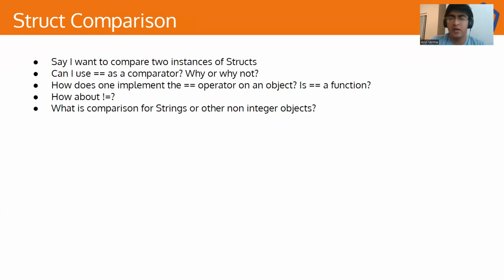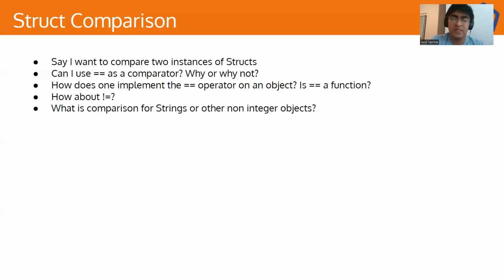And on that note, how do you compare things that are more complex? How do you compare tuples or vectors? How do you compare strings? Can you say one string is greater than another? Can you say one string is less than another? And what about not equals? I've thrown a lot of questions at you, but essentially it's just, how does comparison work?